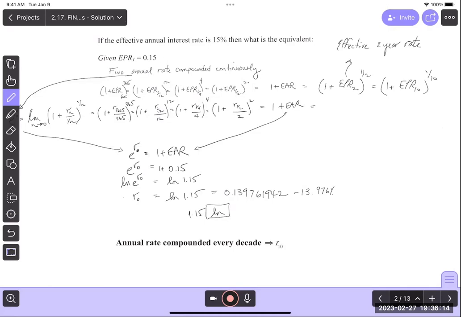So the question asks you to find the annual rate compounded every decade. So they don't want the effective rate. They want the stated rate. So what you have to find in the end is 1 plus R10.